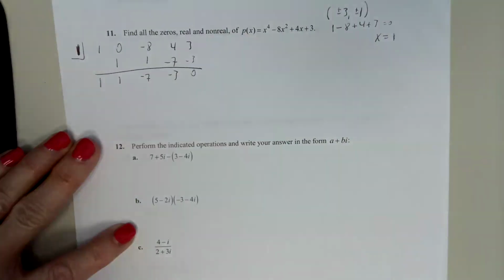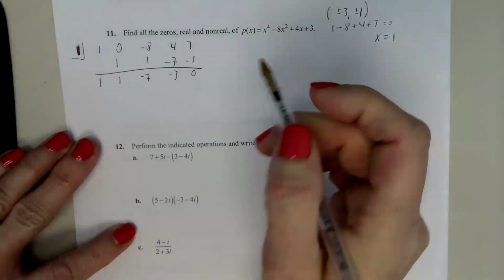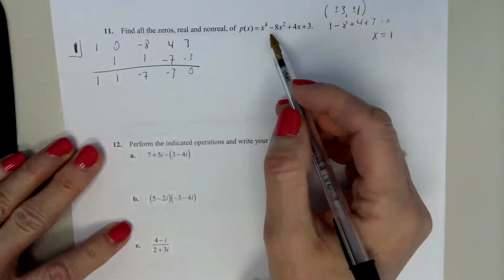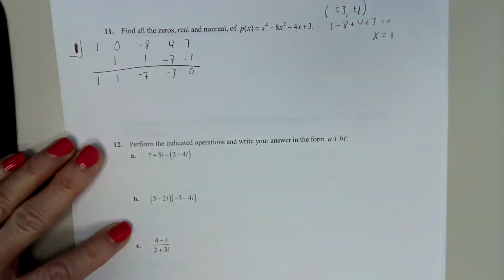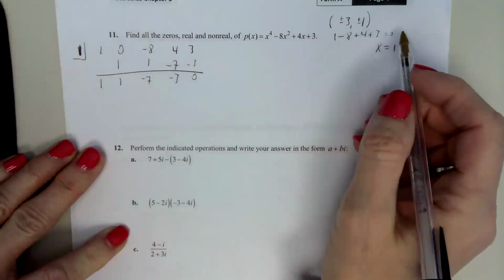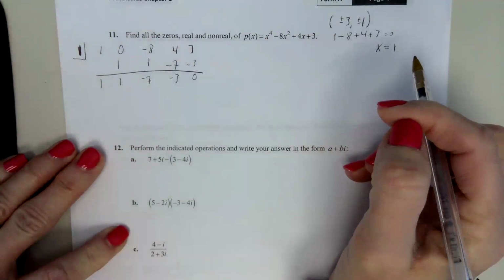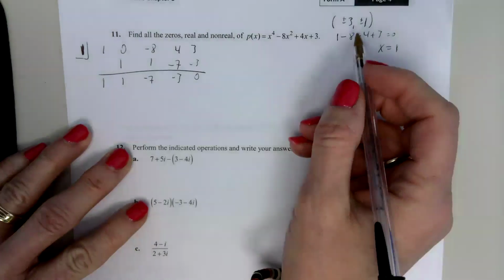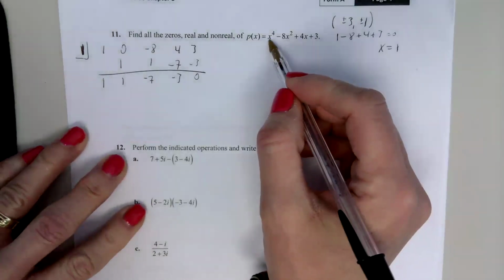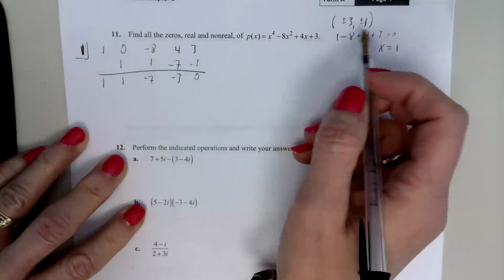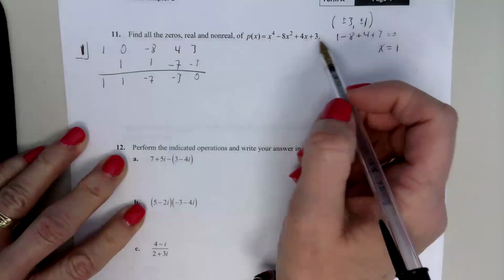And then I have an even number of zeros total. And so I've got either 3 or 1 real. So let's see if a negative 1. If I put a negative 1, that goes to 1. If I put a negative 1, that goes to 8. If I put a negative 1, no. So that will not be 0.